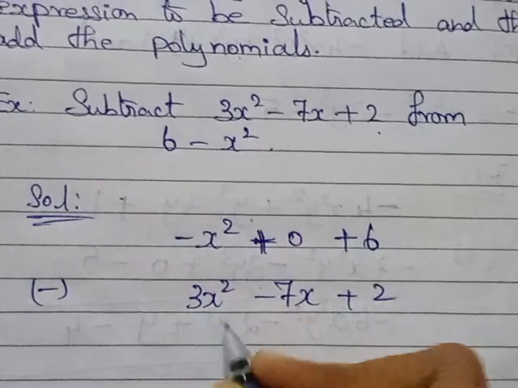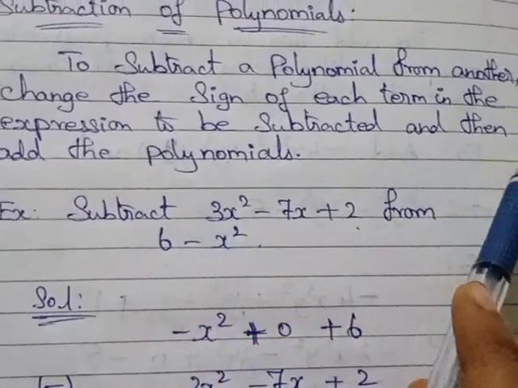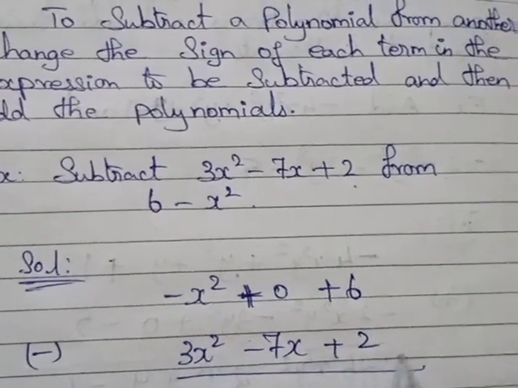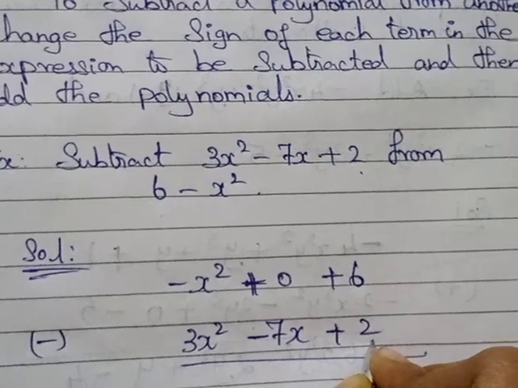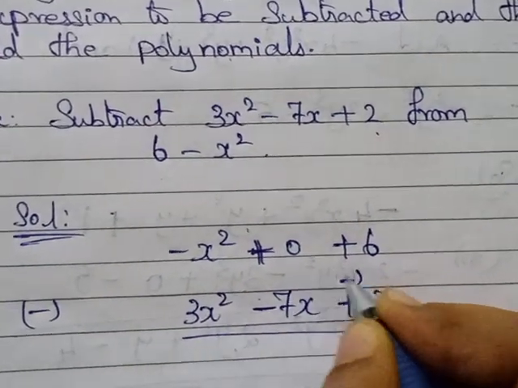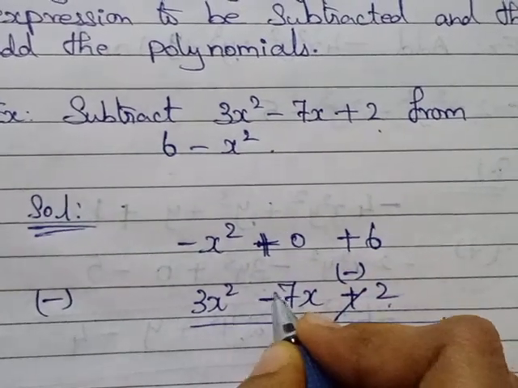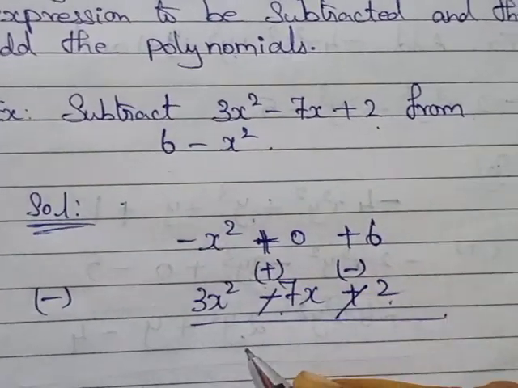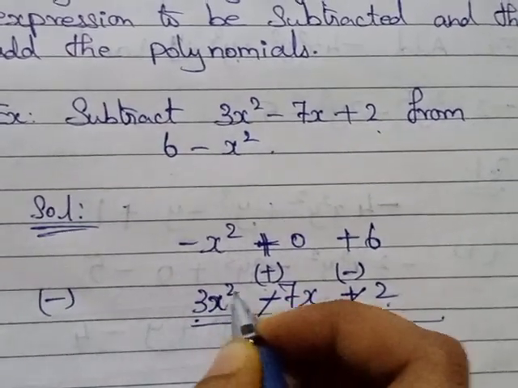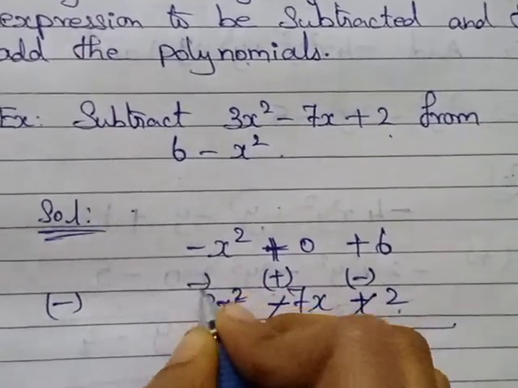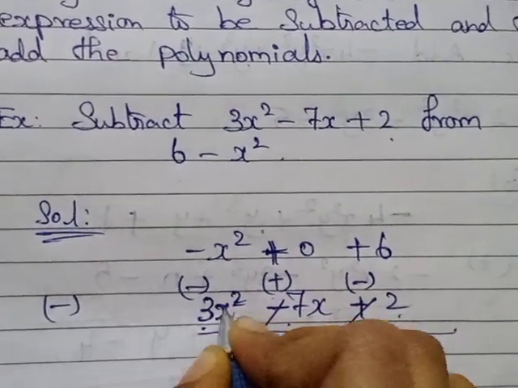Now, you can subtract. In this definition, you change the sign of every term in the expression. Here, the sign of the constant value is positive, change to negative. Here, the x term value is negative, change to positive. Here, the 3x squared term is positive, change to negative. Now, the signs will be changed.